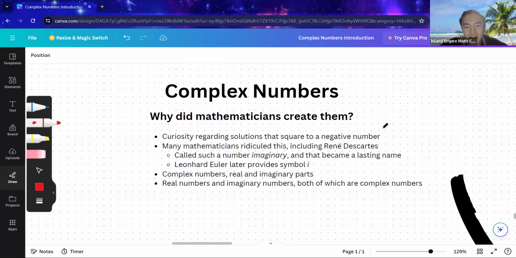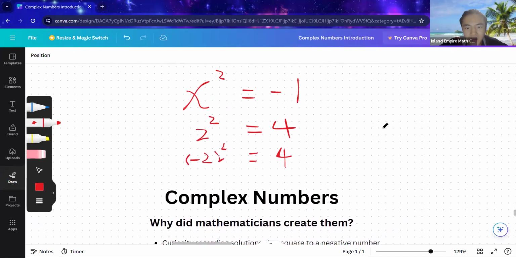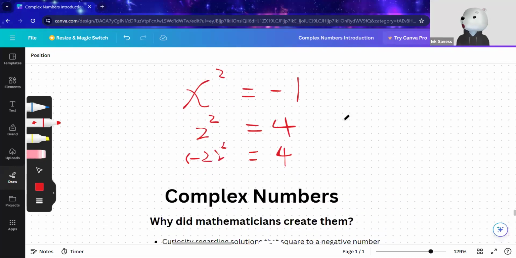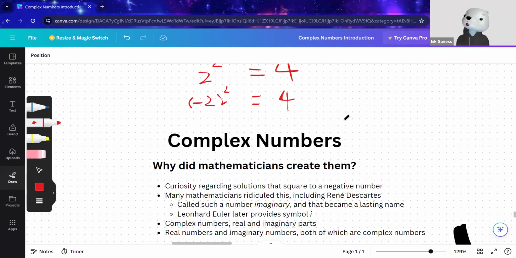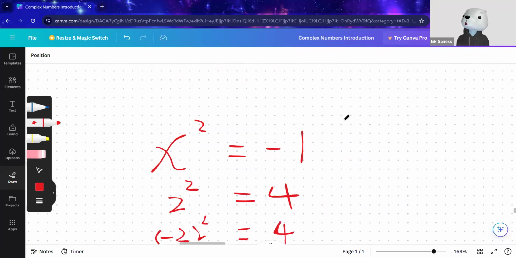And the reason that mathematicians created them was because they were trying to find a solution to x squared equals -1.